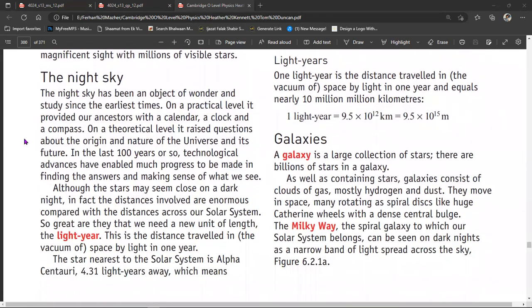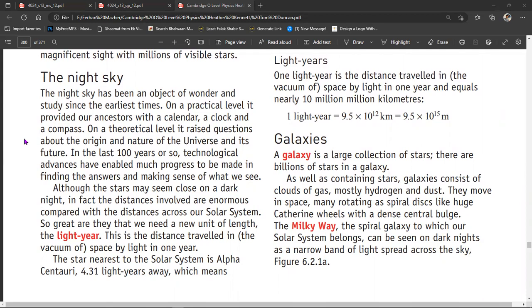The night sky. The night sky has been an object of wonder and study since the earliest times. On a practical level, it provided our ancestors with a calendar, a clock, and a compass. On a theoretical level, it raised questions about the origin and nature of the universe and its future. In the last 100 years or so, technological advances have enabled much progress to be made in finding the answers and making sense of what we see.